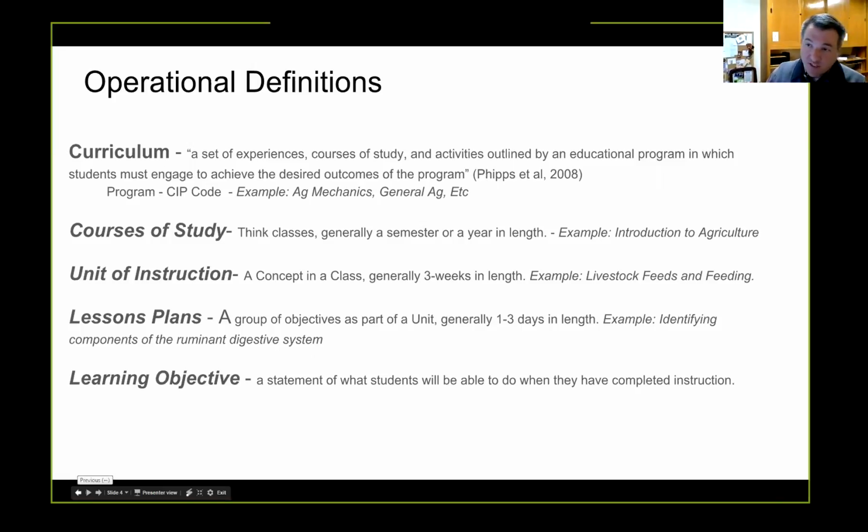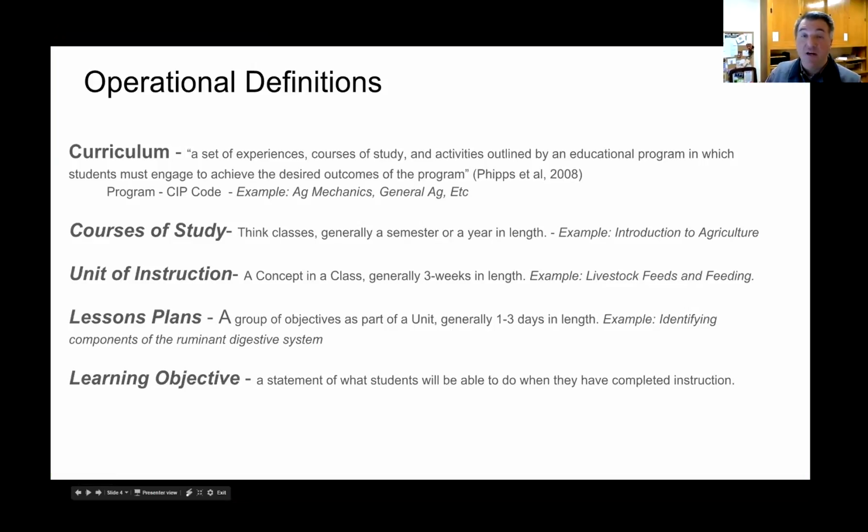Then we have a unit of instruction. This is a concept, essentially, in a class. Generally, we recommend 3 weeks in length. An example could be livestock feeds and feeding. Then we have lesson plans, which are a group of objectives as part of a unit, 1 to 3 days in length. Example, identifying components of the ruminant digestive system.